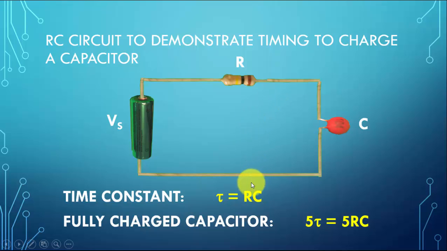Now, to increase the charging time, you can do it in 2 ways. One is either to increase the resistor or increase the value of the capacitor. And those are some of the ways you can use to increase the discharging time or the charging time of a capacitor.